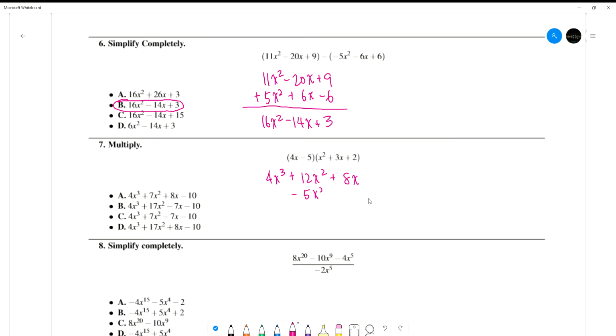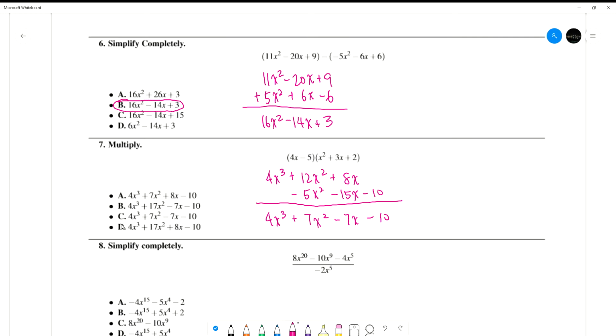So I'm going to write it vertically with the correct like terms. Negative 5 times 3x is minus 15x, and then negative 5 times 2 is minus 10. So I did that so I can add vertically. All the like terms are lined up. Easy to see, right? So I get 4x cubed. 12x squared minus 5x squared is positive, so plus 7x squared. Then we have minus 7x minus 10.